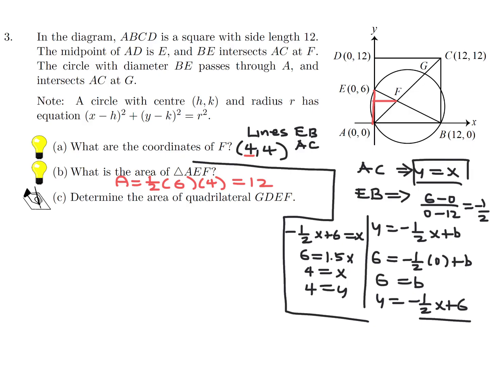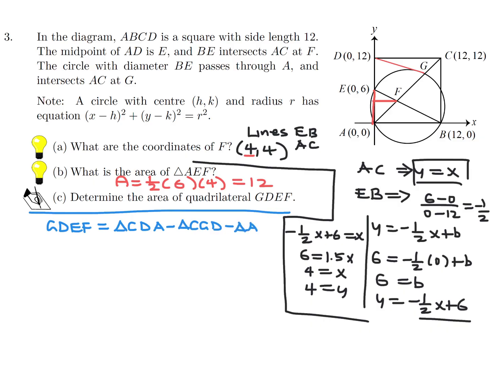Determine the area of quadrilateral GDEF. GDEF. First of all, where is GDEF? What is that? So I've got to connect, first of all, G to D to actually make that some sort of a shape. Okay. And then now I've got to figure out GDEF. What I believe is GDEF is equivalent to the triangle CDA minus triangle CGD minus triangle AEF.